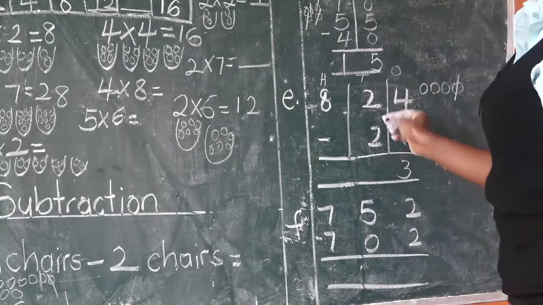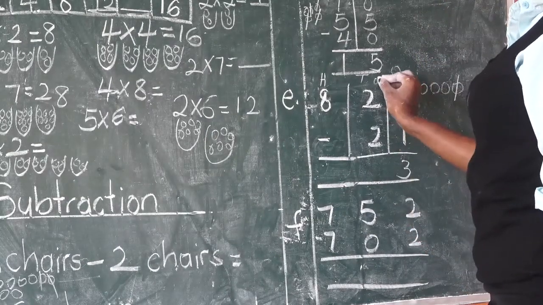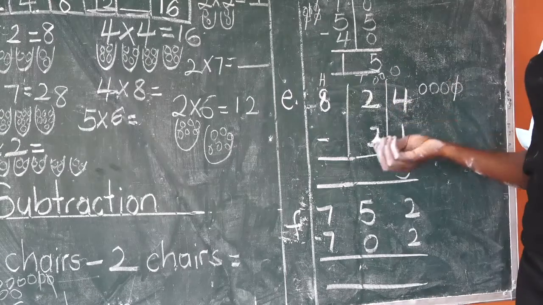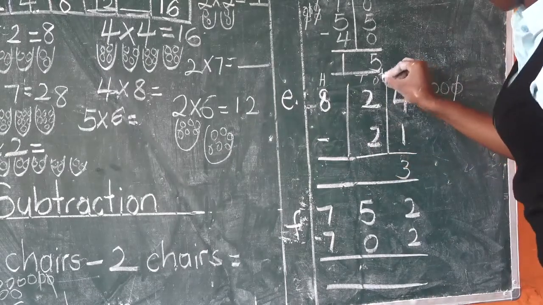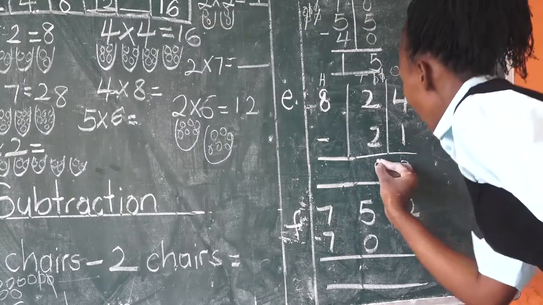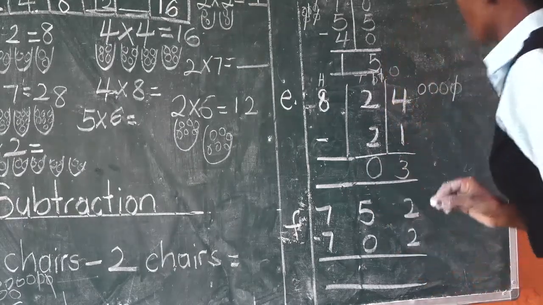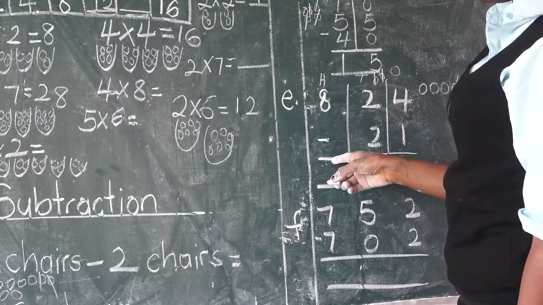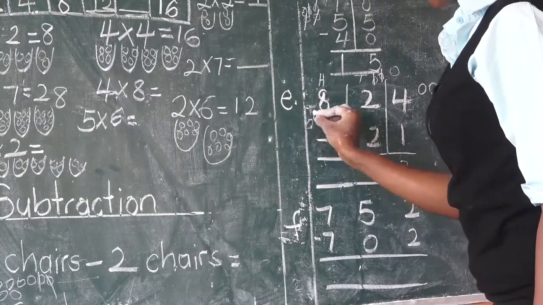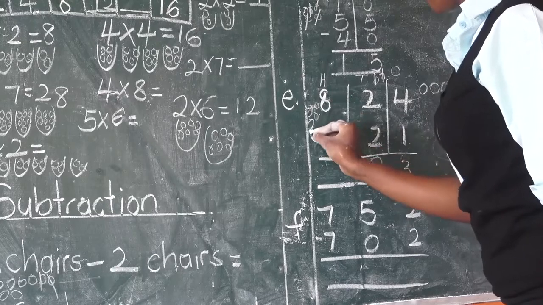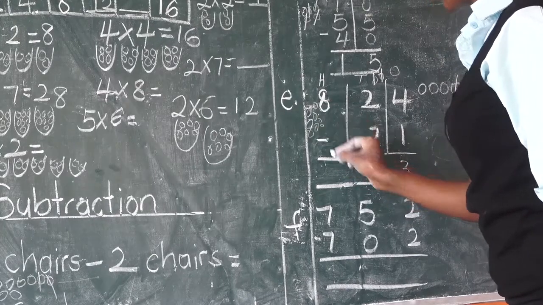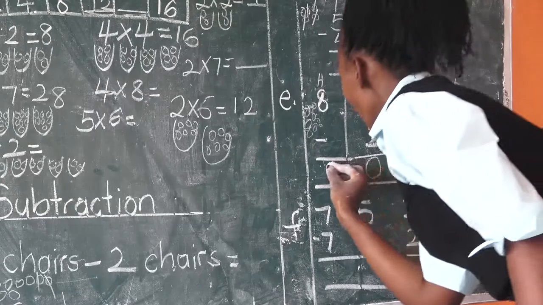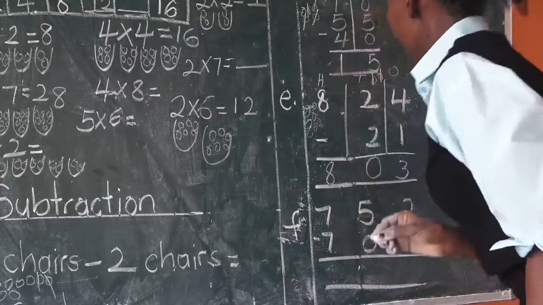We come to tens. We have 2. Take away 2. 1, 2. We are going to cross out 2. 1, 2. And we shall remain with nothing or 0. Then we come to hundreds. We have 8. Take away 0. Okay, let's draw the balls. 1, 2, 3, 4, 5, 6, 7, 8. 8 take away 0, we shall remain with 8. Okay?